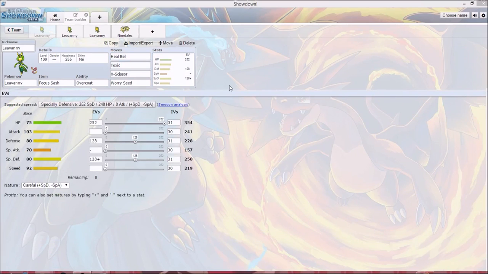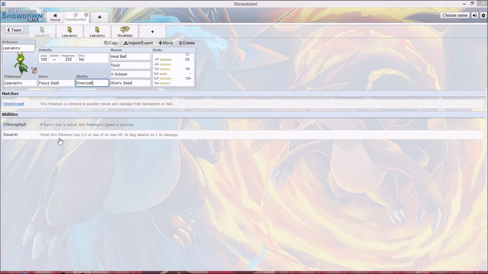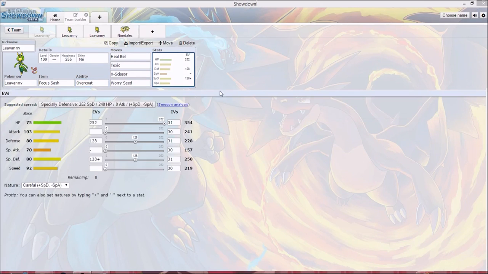If you're going to go for the Heal Bell, you bring Leavanny in mid to late game, when you've got a couple of status Pokemon on each team. You bring in Leavanny, it uses Heal Bell, Focus Sash procs, you use Toxic, or they knock you out, depending. And that's basically my generic way of running Leavanny. I think this way is alright. Overcoat means you're immune to powder moves and you don't take damage from Sandstorm or Hail, which seems good enough, because it means that your Focus Sash won't be broken by that.